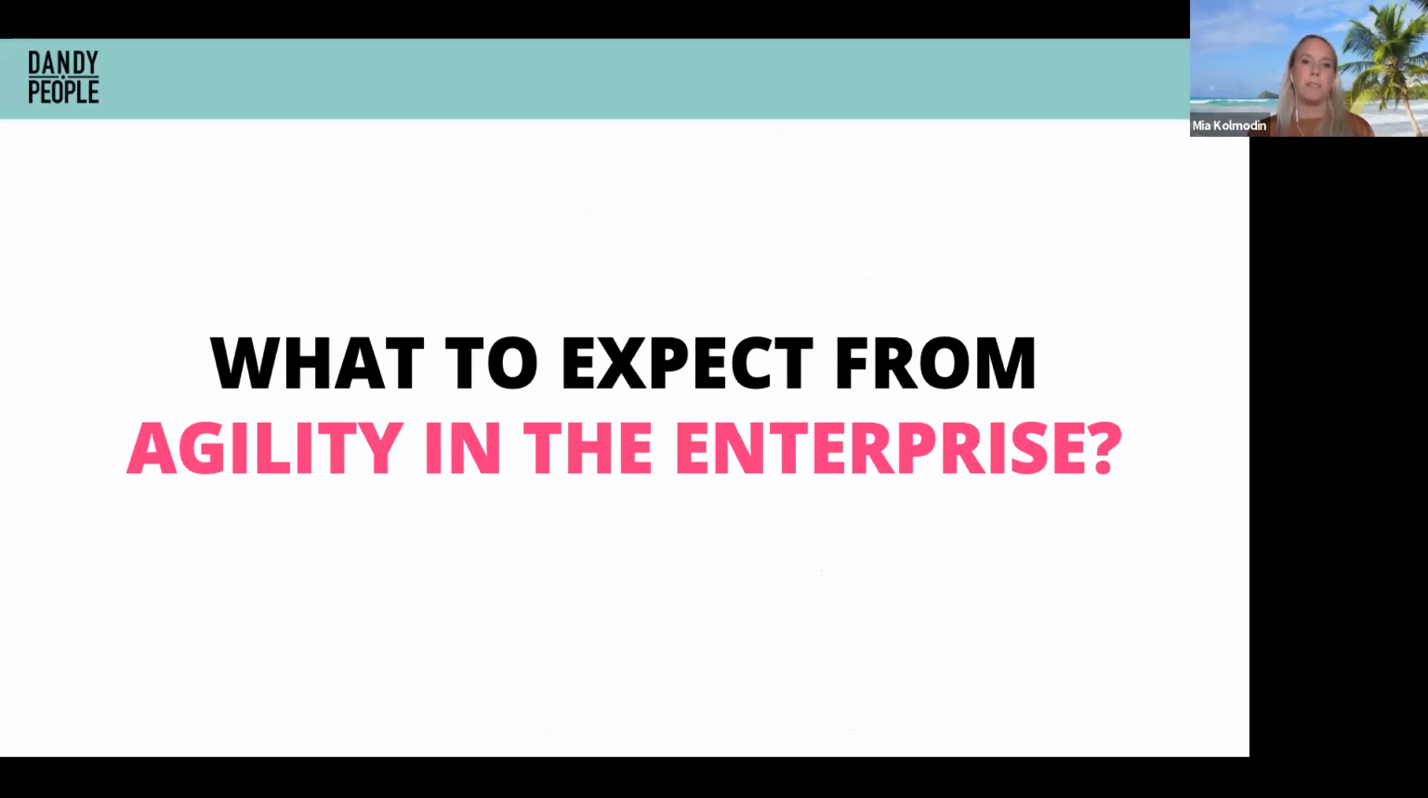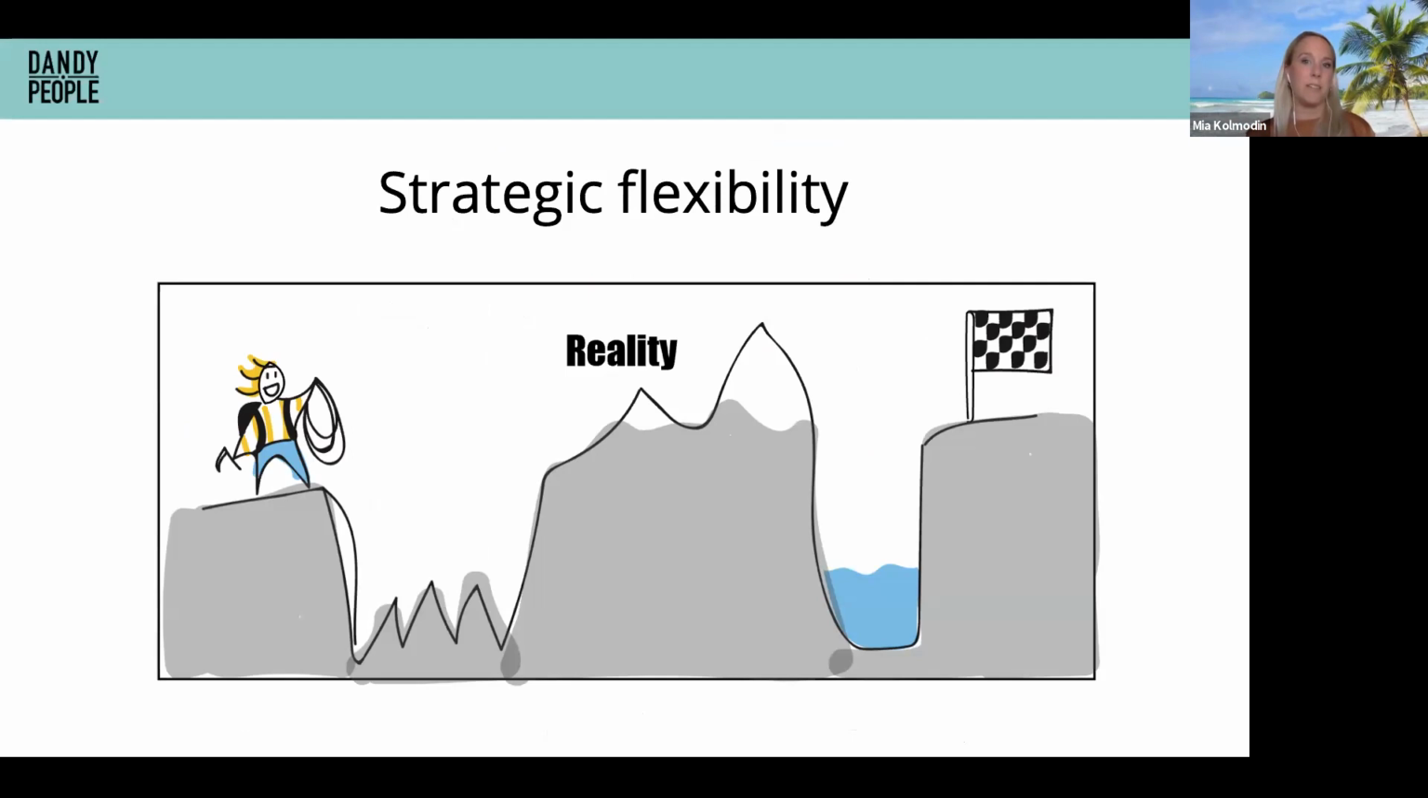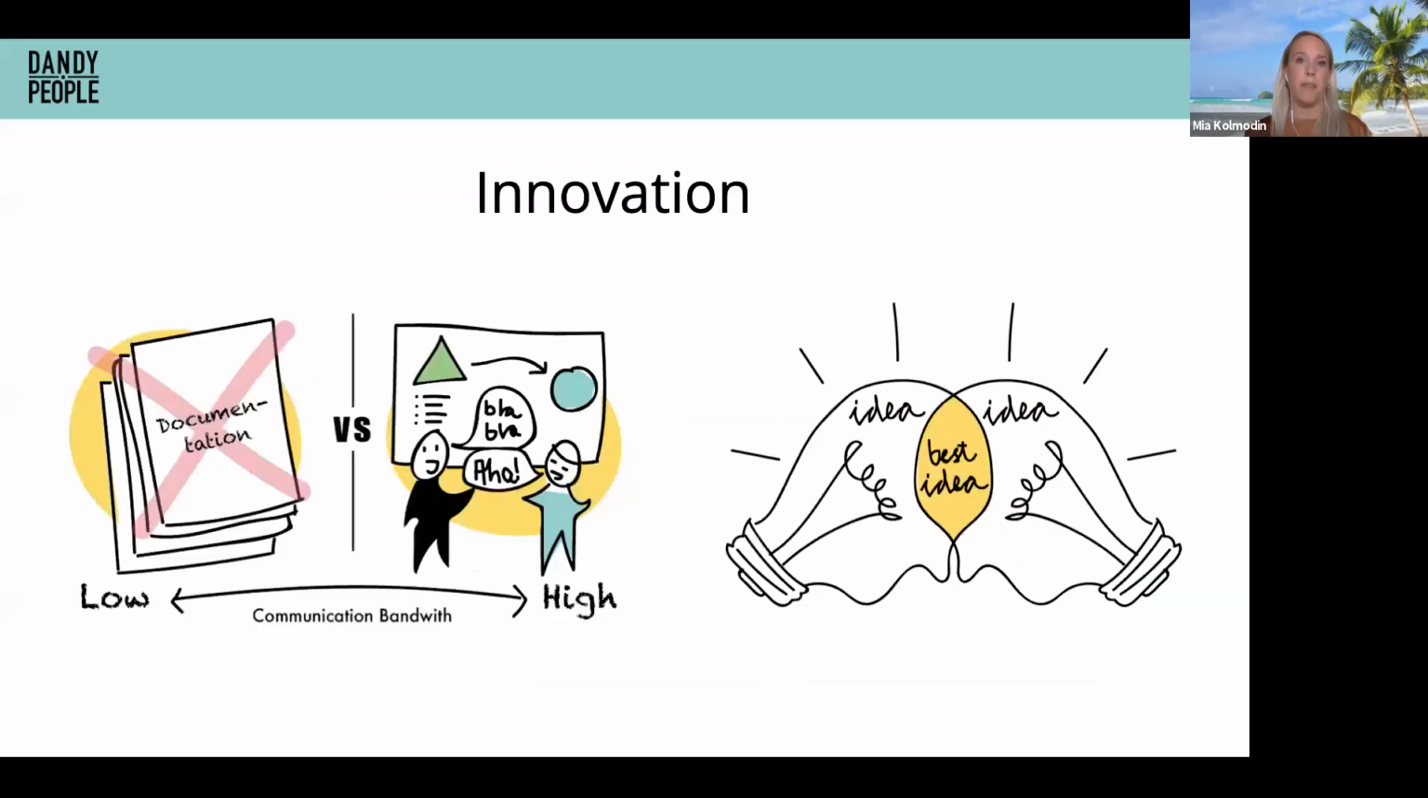So what can we expect more from agility in the enterprise? Half the lead time many times, moving from traditional to agile in the full organization, so at least half the lead time. Strategic flexibility, so of course we can change our plan continuously and we can redirect where we want to focus, and we can have teams focusing on what's actually happening right now instead. And we can have innovation because people can collaborate in a much better way. They can solve real problems together, and we can make sure that they actually always have the people who they need to collaborate with available because they can be in the same team.